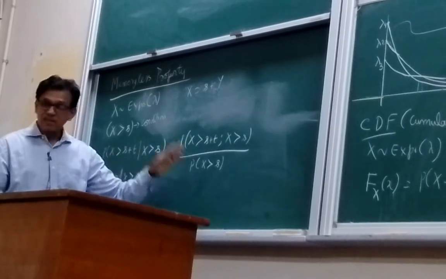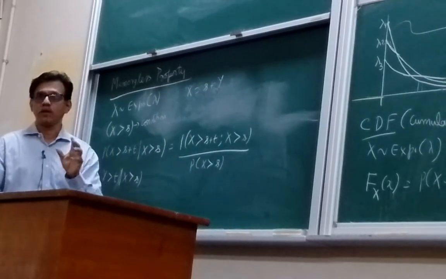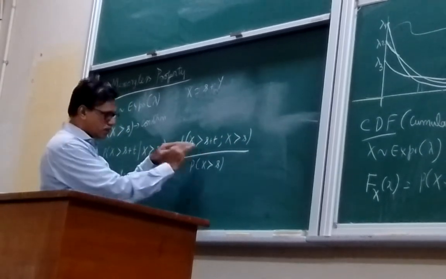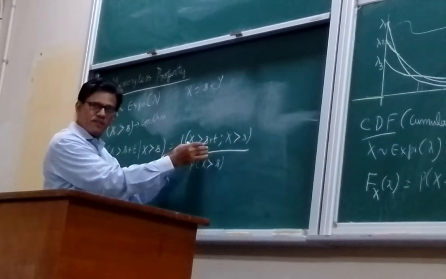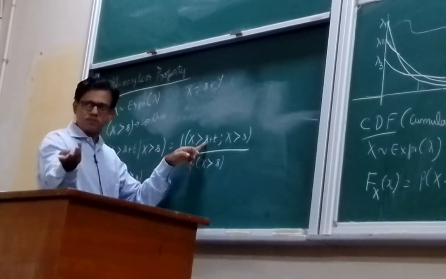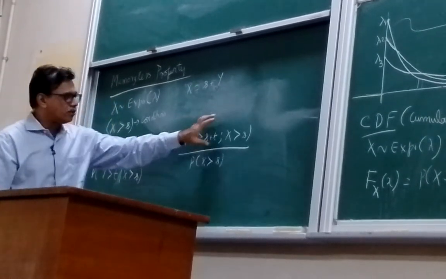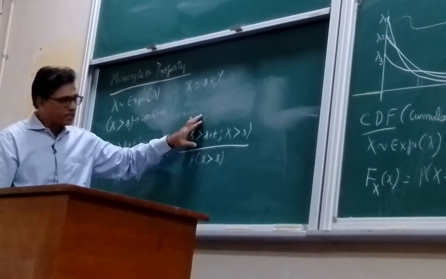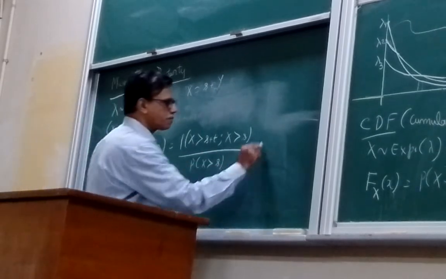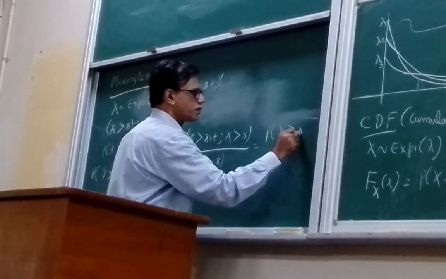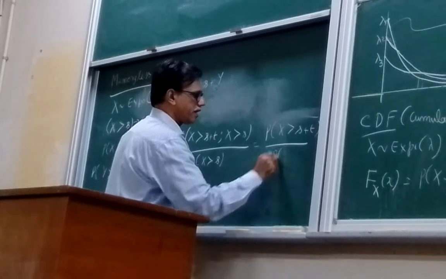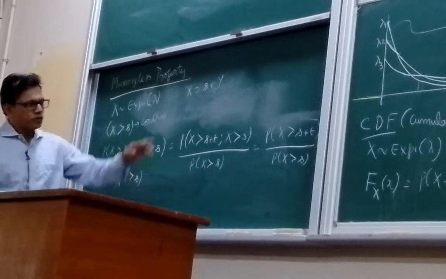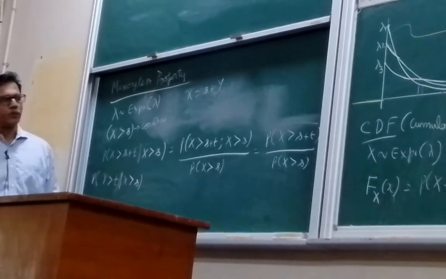Yes, s and t are all positive values. They cannot be negative. So this tells that X has to be greater than s, and this tells that X has to be greater than s plus t, where t is some quantity, maybe 0 or something. If this is obeyed, this is automatically obeyed. So this condition implies this. So we can write it as the probability that X is greater than s plus t divided by the probability that X is greater than s. Now this is what we want to compute.